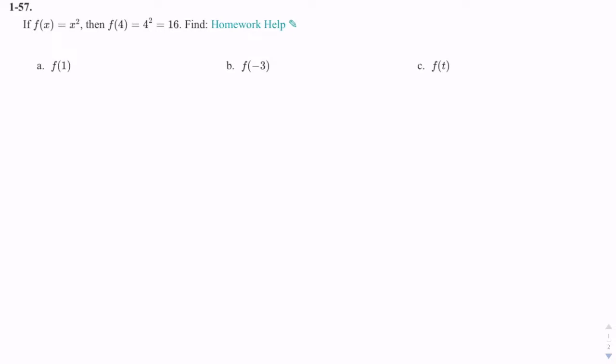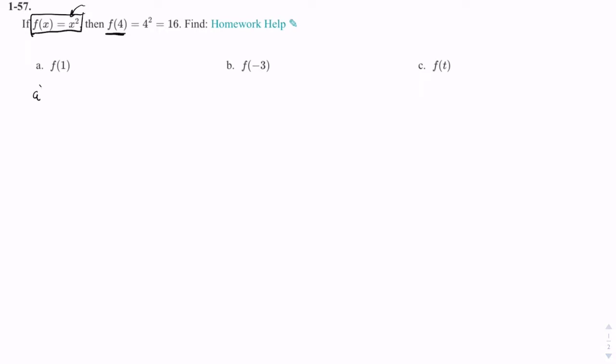Okay, for 57, they're saying that there's a function f of x, which is x squared. So they're telling you how to substitute in values. So basically, when we say f of 4, it means put a 4 in for x here and see what you get. It's called function notation. So the function we're going to use for this whole problem is f of x equals x squared.